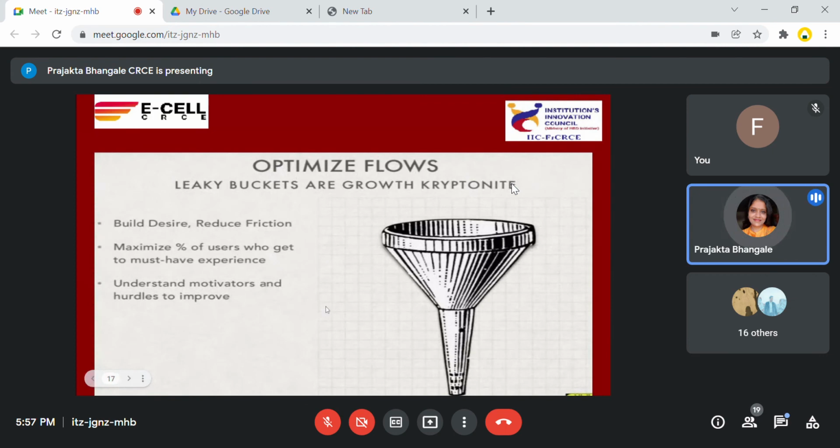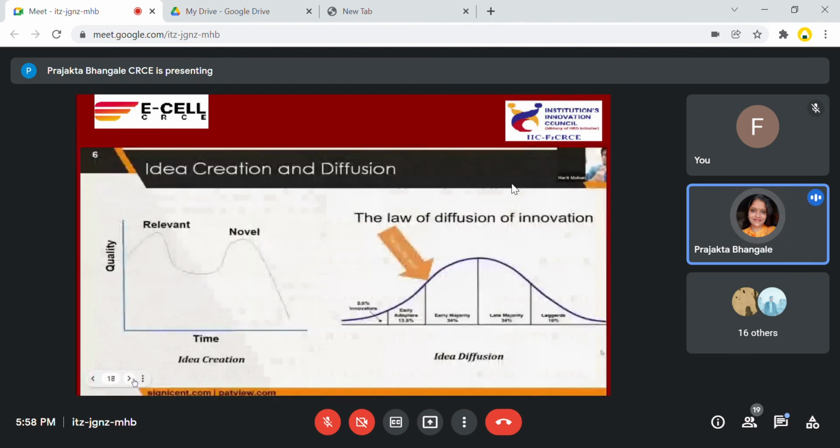Then optimize the flows. What do you mean by this? Optimizing the flow means the leaky bucket, the growth kryptonite. What do you mean by this? Build desire, reduce friction, maximize the percentage of users who get to must-have. Now, what do you mean by this? We have to optimize the flow. That means we have to capture the people and maximize the percentage of users who gain the experience of the product, right? So in this case, you can understand it very well with the next diagram.